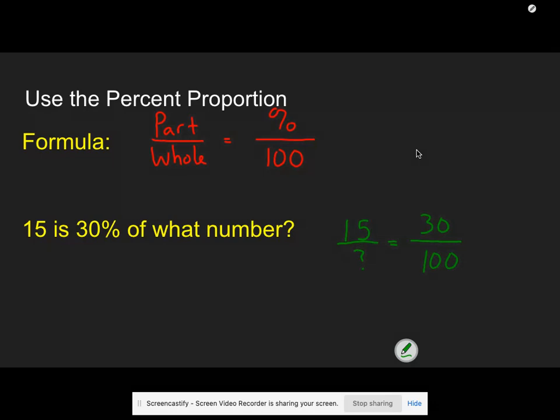So you can do it a couple of different ways. If these numbers work well with one another, we could go from 30 down to 15, which is divided by 2. So I would do the same thing to the top and bottom. Well, 100 divided by 2 is 50. So 15 is 30% of the number 50.